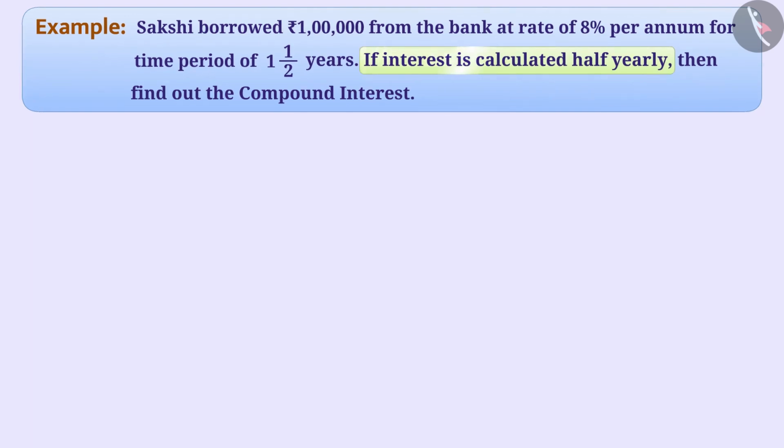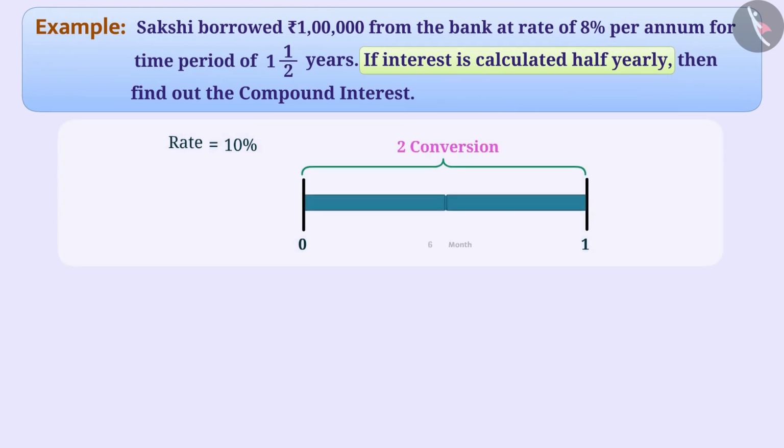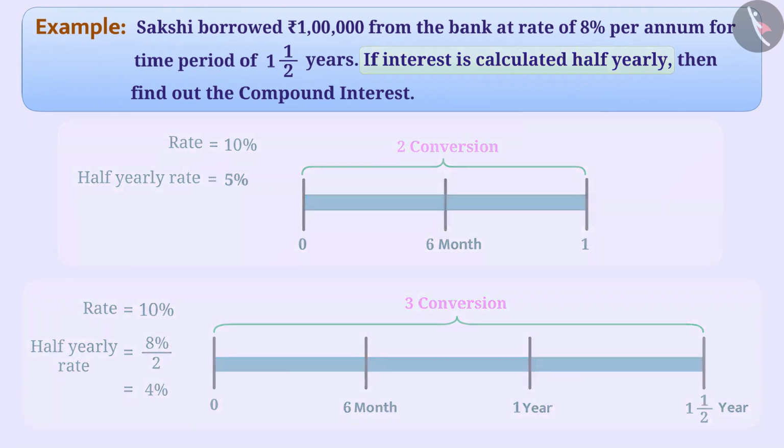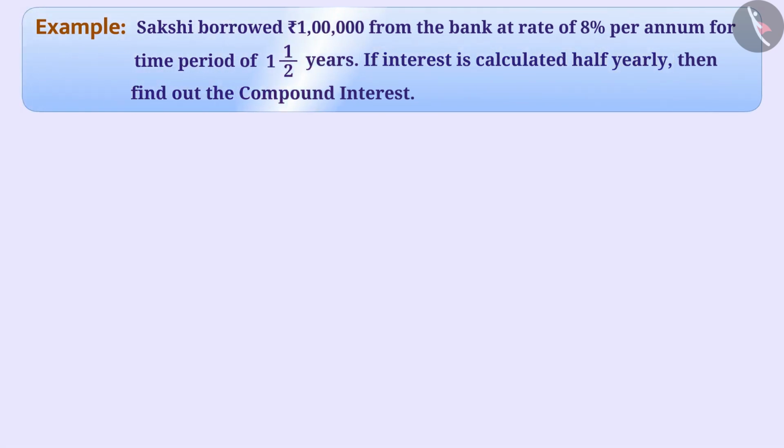When interest is compounded half yearly, there are 2 conversion periods, each half year in a full year. In such a situation, the half yearly rate is half the annual rate. In this way, here there will be 3 conversion periods in 1.5 years and the half yearly rate will be 8% divided by 2, which is equal to 4%.